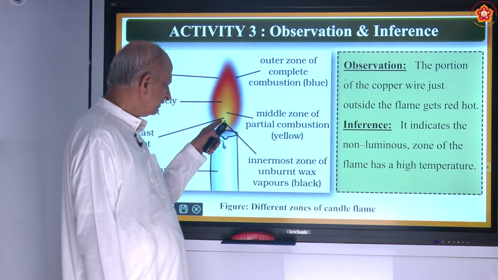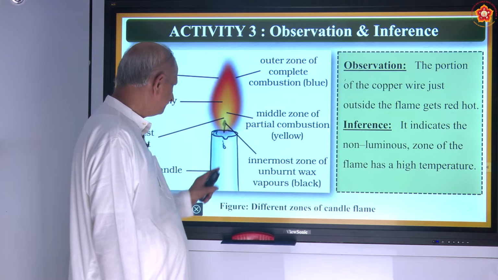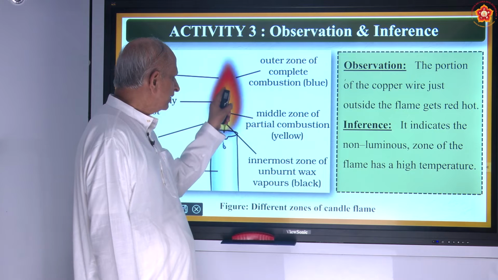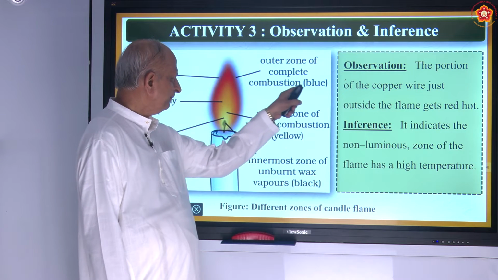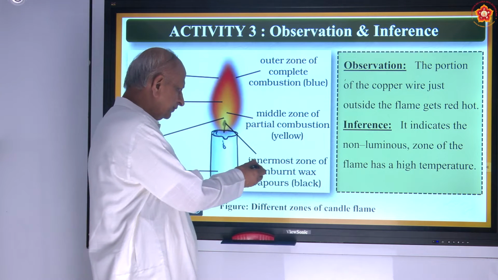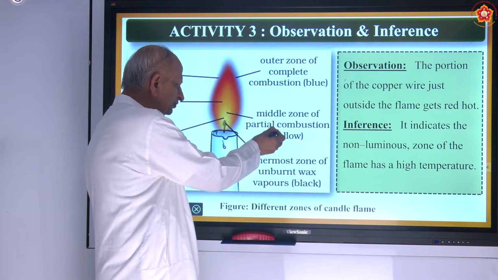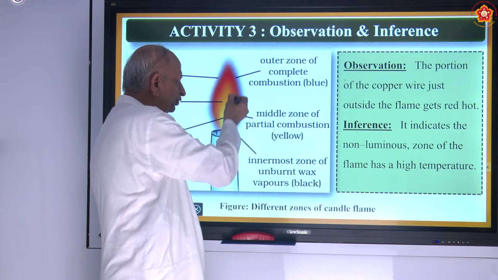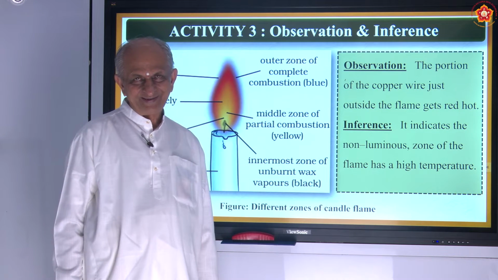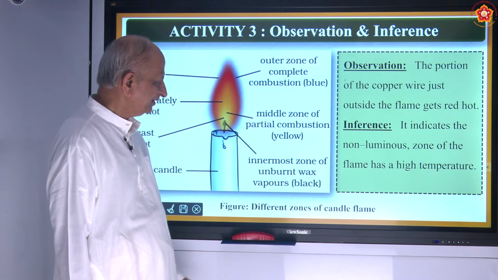So here the innermost zone of unburnt wax will be black in color. Then the middle zone of partial combustion is yellow in color. Complete combustion, the outer zone, is blue in color. So in a candle you have 3 zones. One is the innermost zone, black in color. Middle zone, yellow in color, and outermost zone, blue in color. Have you heard about this earlier? No. You might have seen a candle, but you have not seen the detail about it. That is why it is given here.